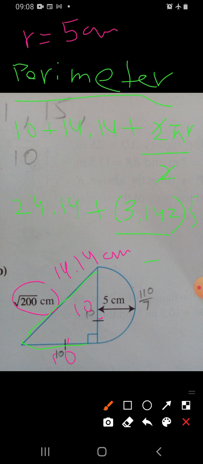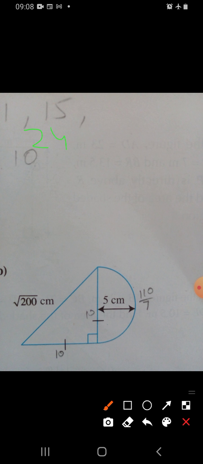So now we have the values 24.14 plus 15.71, which gives us 39.85 centimeter. Fine. So this is the perimeter of this figure. Clear?